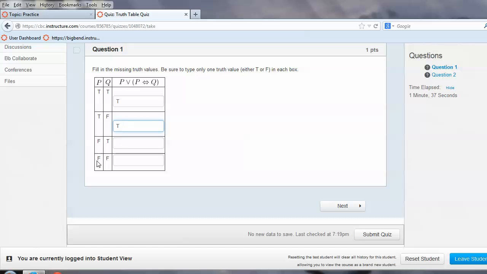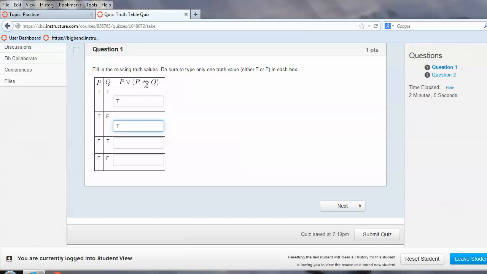And now I just have to think about the next two rows, because P is false, so this side of the disjunction is going to be false. So the only way for the whole thing to be true is if this side of it is true, if P if and only if Q is true. Again, you can look it up in the book if you don't remember offhand, but P if and only if Q, P double arrow Q, is going to be true only on the rows where P and Q have the same truth value. So if we look at the third row, P and Q have different truth values.